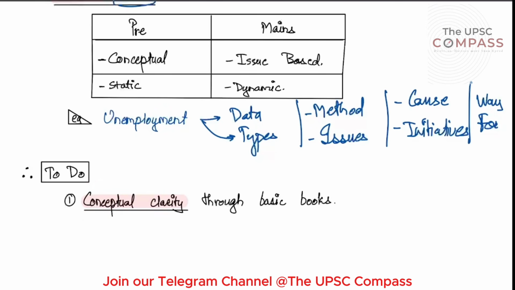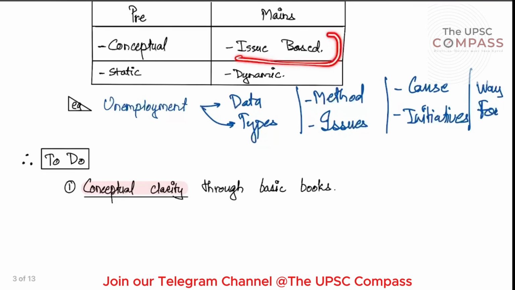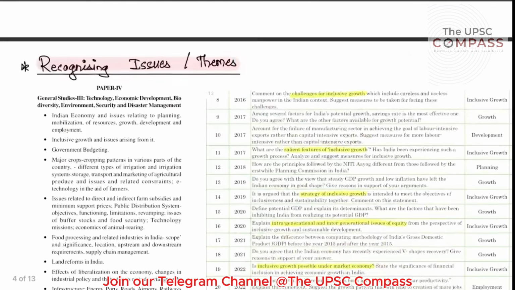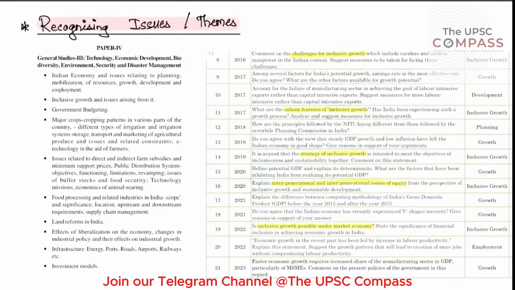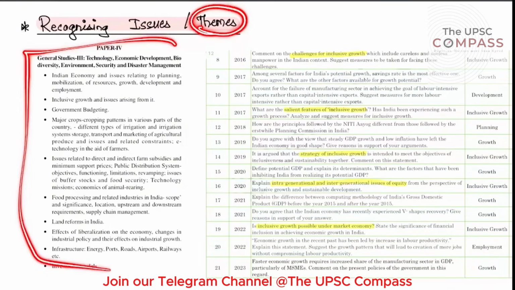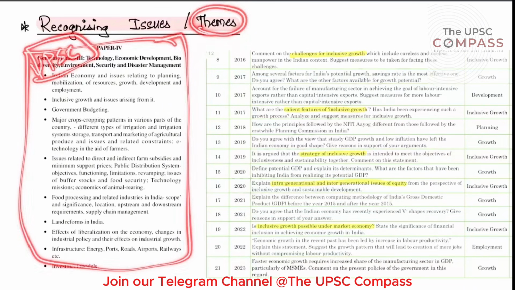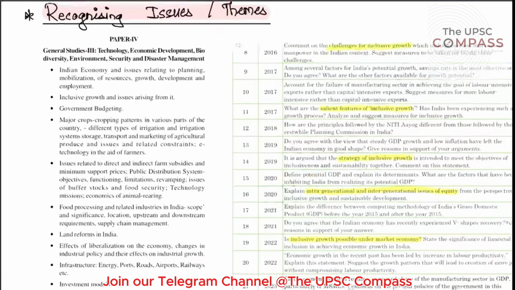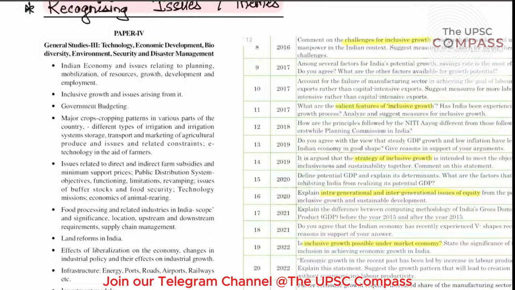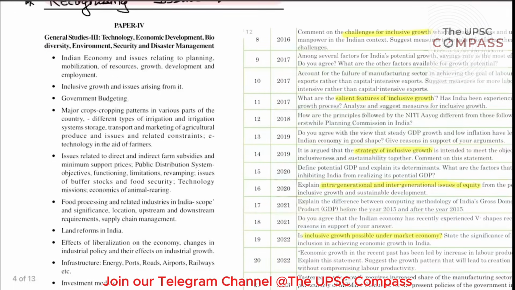Now after you have good conceptual clarity from prelims, the next thing to do in order to prepare these issues is to analyze PYQs and recognize the repeated issues or themes. For example, this is the syllabus given by UPSC. This is the syllabus of economics and agriculture. If you see, there are certain themes given in the syllabus itself which are asked repetitively.